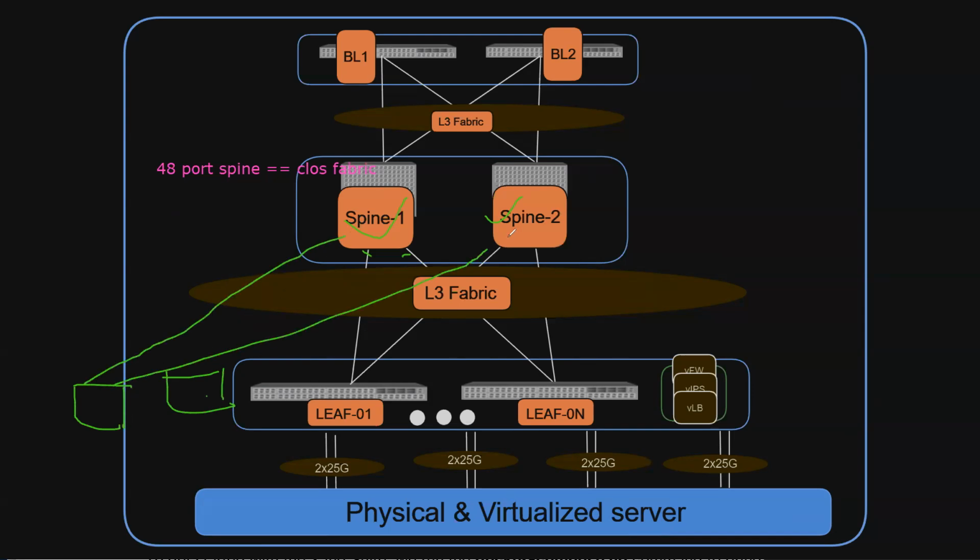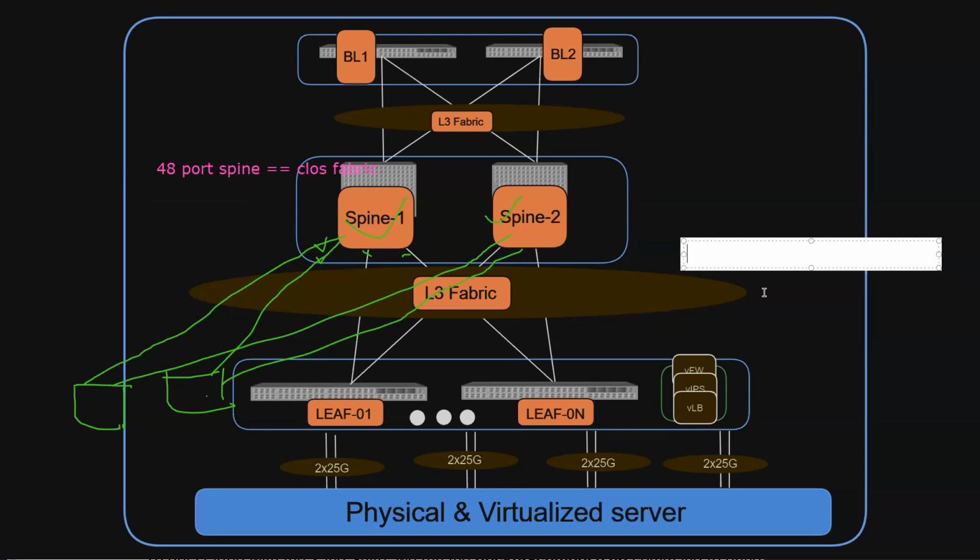This, this, this. So if I add two more leaves, how many interfaces am I adding? Only two, right? So that means this architecture can handle how many leaf switches? 48 leaves. That means further you can expand your network up to 48 leaves.